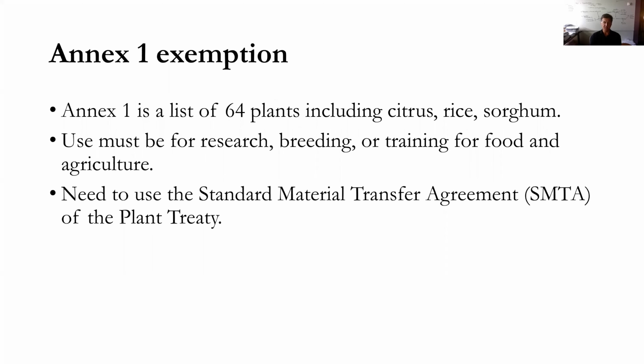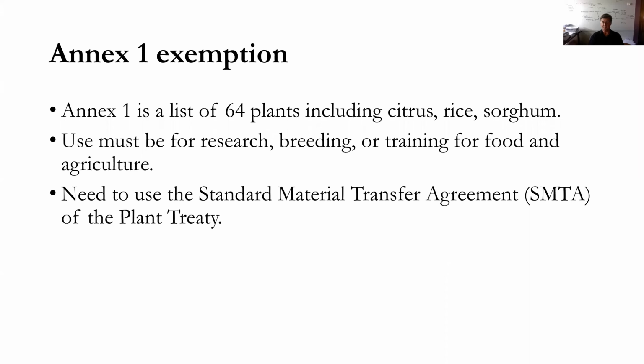The Annex 1 exemption only applies to those 64 plants that are listed in the annex. The most important ones in Queensland would be citrus, rice and sorghum, which all grow in the wild in Queensland and are all mentioned under the annex. The annex does not include macadamia, so the exemption would not apply to someone collecting and working on some macadamia plants in southeast Queensland.